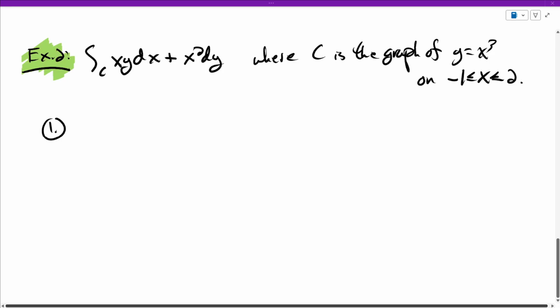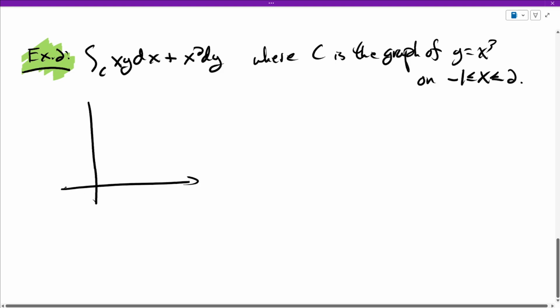In our next example, we aren't going to be given the parameterization, but we are going to be given a function that we're the graph of. So we're going to be computing a similar integral, a path integral or an integral over a curve. But here we're not given the parameterization, so we have to come up with the parameterization. Okay. And when you have a graph like we're going to look at here, before I even write the integral, let's just look at the graph of C.